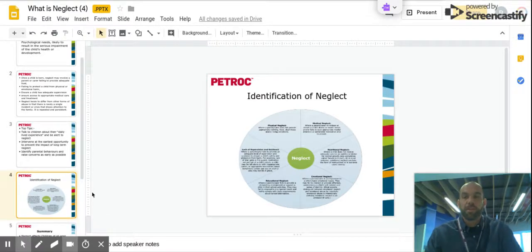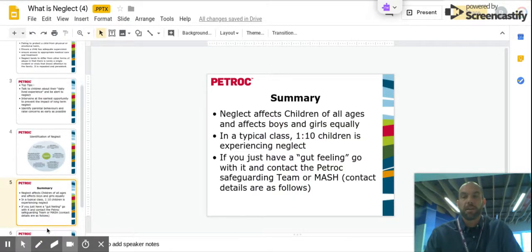So if we just summarize the video. Neglect affects children of all ages, and in terms of the breakdown of who it affects, boys or girls, it affects them both equally. We need to understand that in a typical class, 1 in 10 children is experiencing neglect. So in a typical class, 1 in 10 of our learners is experiencing neglect.